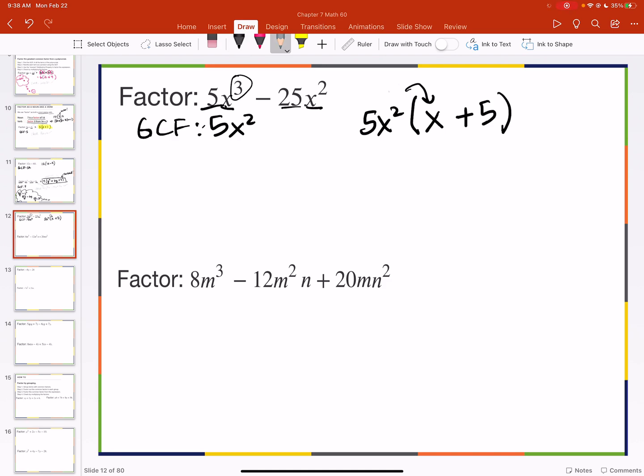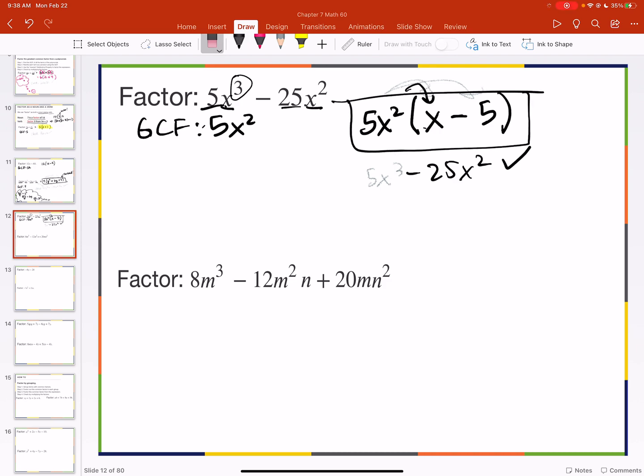So you can even check that. So you get 5x cubed. Oh, sorry, this is a minus. See, I messed up. Minus, sorry. 5x cubed minus 25x squared. And there you go. That's your check.